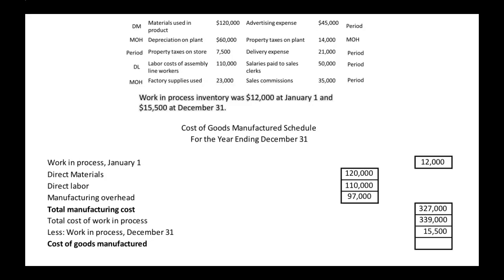So our cost of goods manufactured will be the total cost of work in process less our ending work in process. So 339 minus 15,500, and we get a cost of goods manufactured of 323,500.